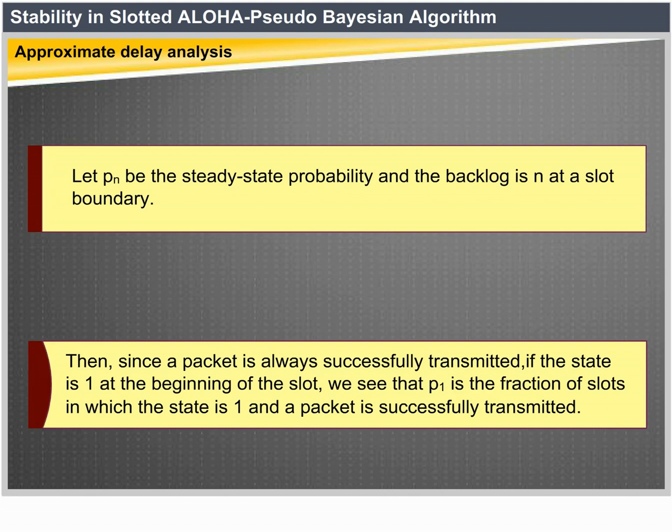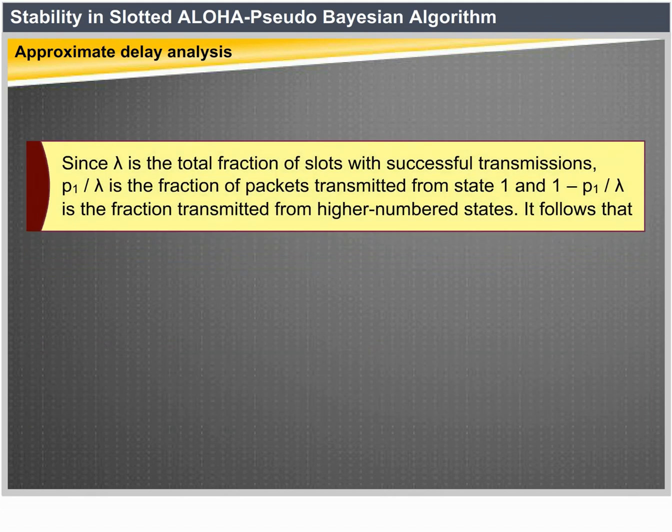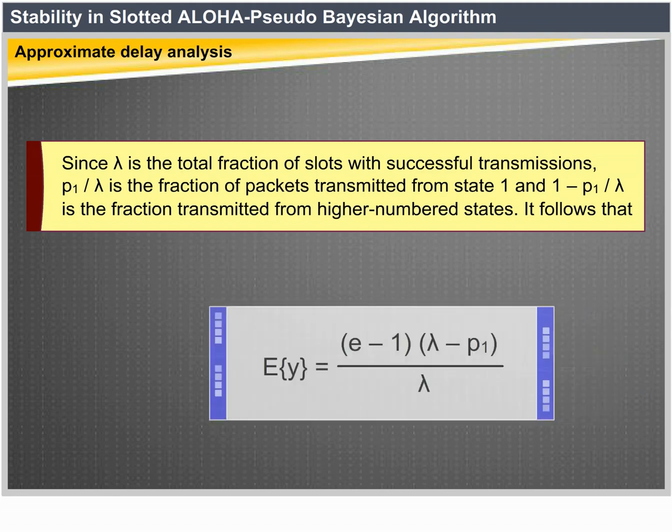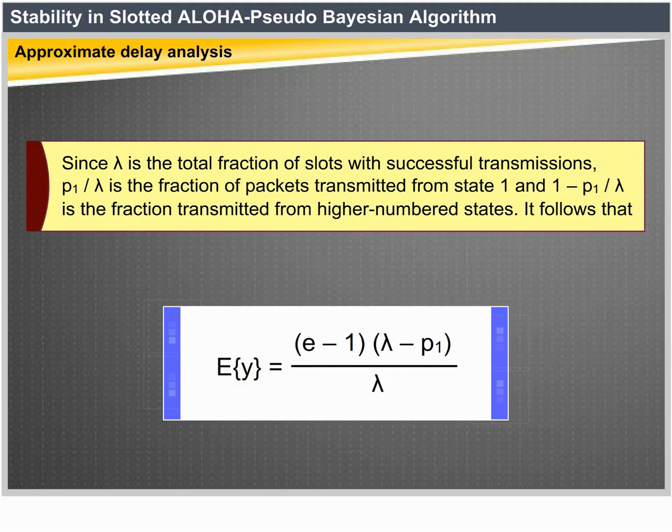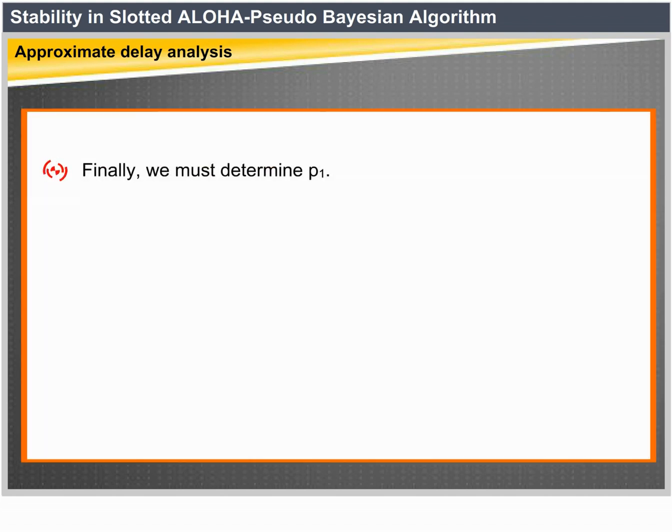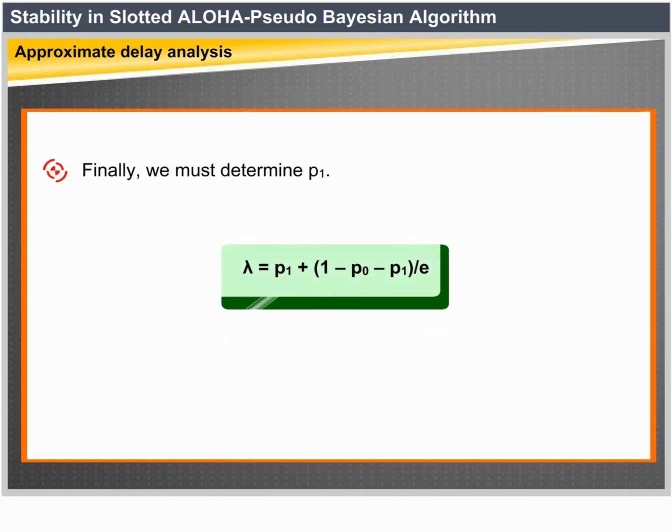Since lambda is the total fraction of slots with successful transmissions, P1/lambda is the fraction of packets transmitted from state 1, and 1 minus P1/lambda is the fraction transmitted from higher numbered states. It follows that E[Y] is equal to (e minus 1) into (lambda minus P1)/lambda. Finally, we must determine P1. Lambda is equal to P1 plus (1 minus P0 minus P1) the whole divided by e.